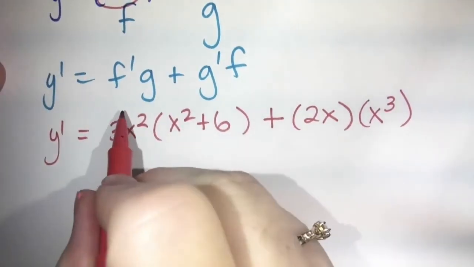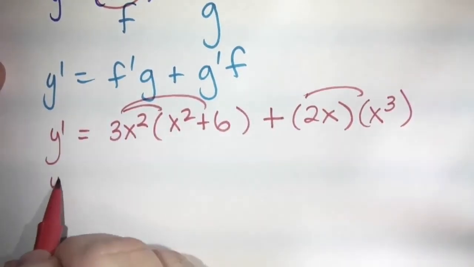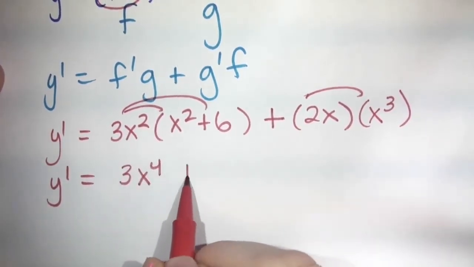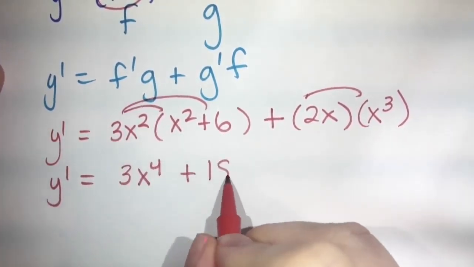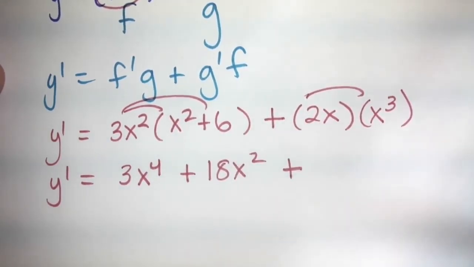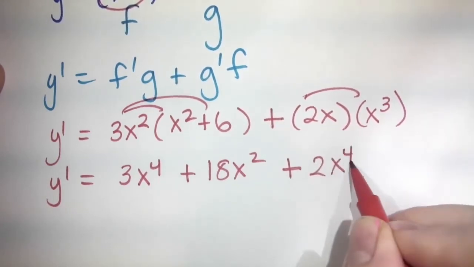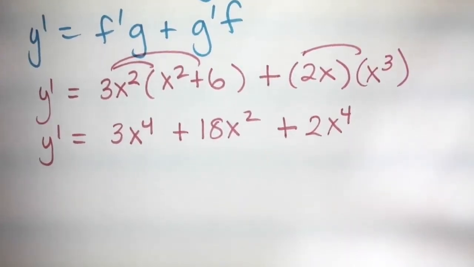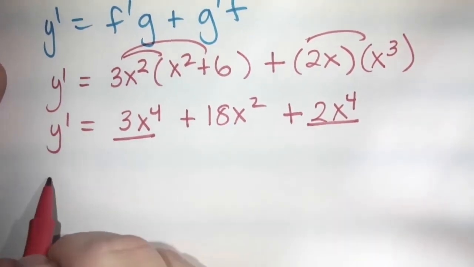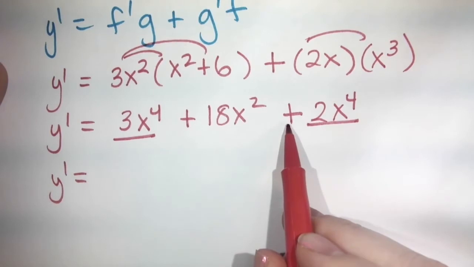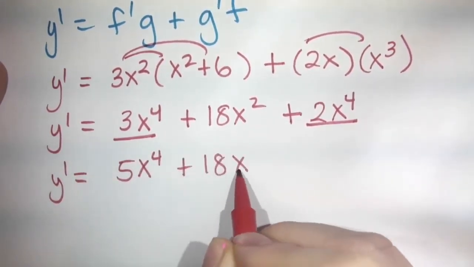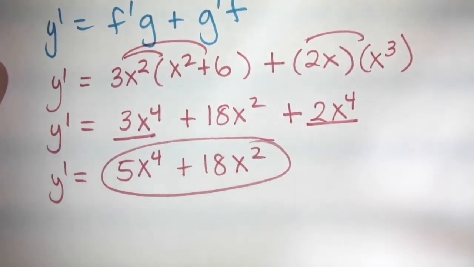And then we would multiply it out and simplify it, collect our like terms. So here we have 3x squared times x squared is 3x to the 4. 3x squared times 6 is 18x squared. Plus here, 2x times x cubed would be 2x to the 4. When we're multiplying with the same base, we add our exponents. So we would have like terms here, the x to the 4s. So we have 3x to the 4 plus 2x to the 4 would be 5x to the 4 plus our 18x squared. And that would be our final answer.